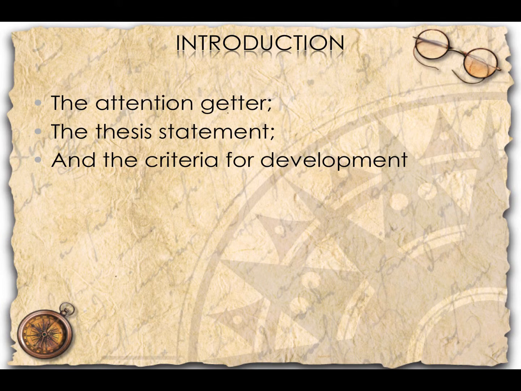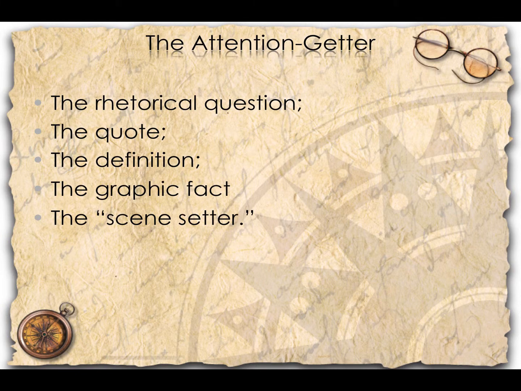And so we simply call this an attention getter, which is a way of introducing your thesis in a way that gets the reader's attention. The second part of the introduction, of course, will be succinctly and concisely stating your thesis. And then the third part will be to preview the criteria of analysis you will use to develop that thesis. In other words, if the thesis tells the reader what the paper is about, the criteria of analysis will tell them how it is being developed.